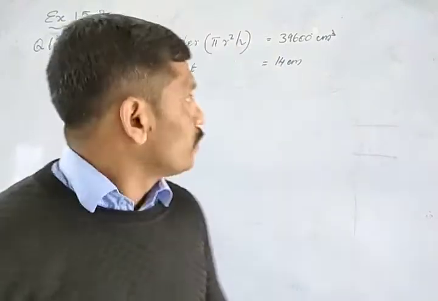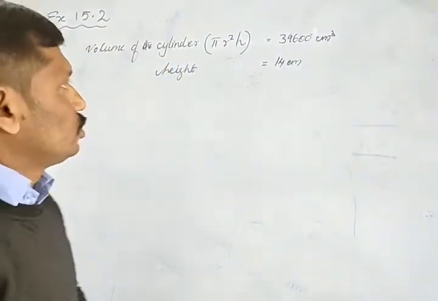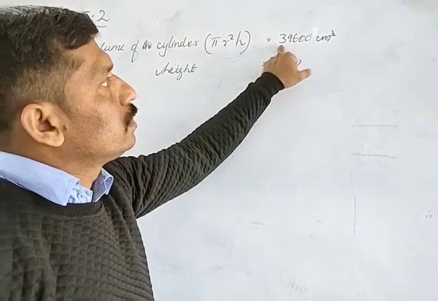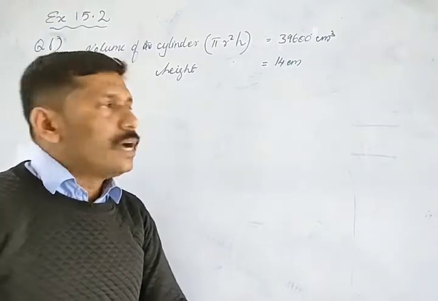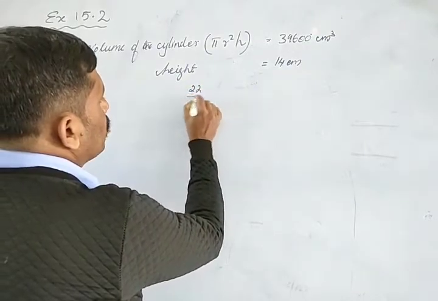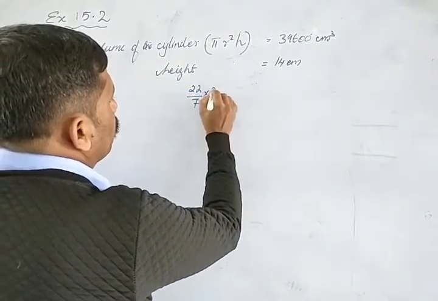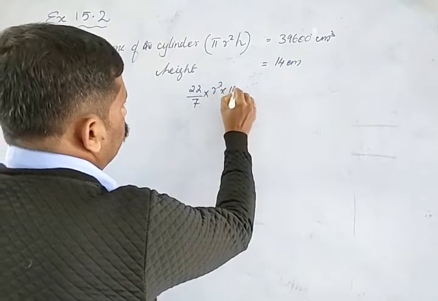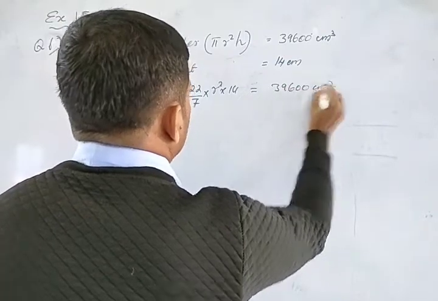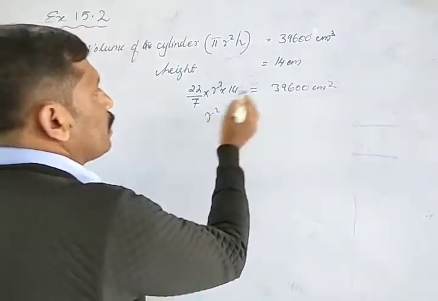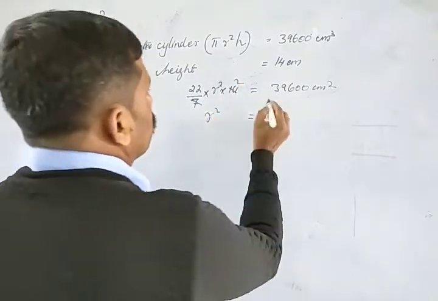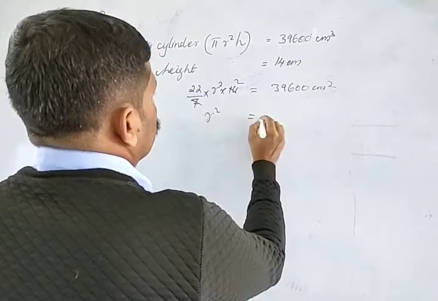So here volume is given, pi r square h, that is equal to 39,600 centimeter cube. That is the volume, and the height was also given. Therefore pi, 22 by 7, into r square, we don't know what is r, into 14 is equal to 39,600 centimeter cube. Therefore, r square is equal to another number. This will be cut. Then we get 2. That means 22 into 2 is equal to 44.